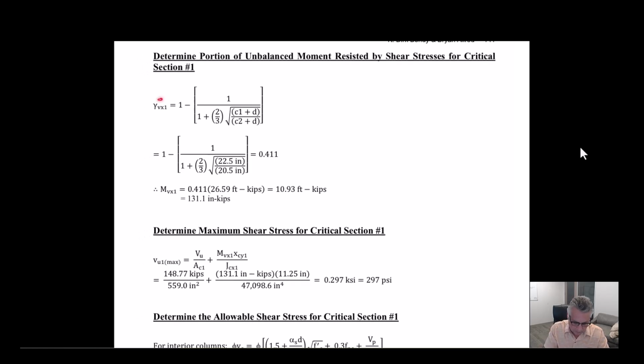So, as we did previously, we're looking at this gamma factor, which is based on the proportions of the critical punching shear area. C1 plus D is in the direction of the analysis. C2 plus D is perpendicular to the direction of analysis. We crunch all this stuff together, and it says 41.1% of the unbalanced moment must be used in the shear stress check. Okay, so our unbalanced moment total was 26.59. The shear stress is responsible for resisting 10.93 foot-kips of that.